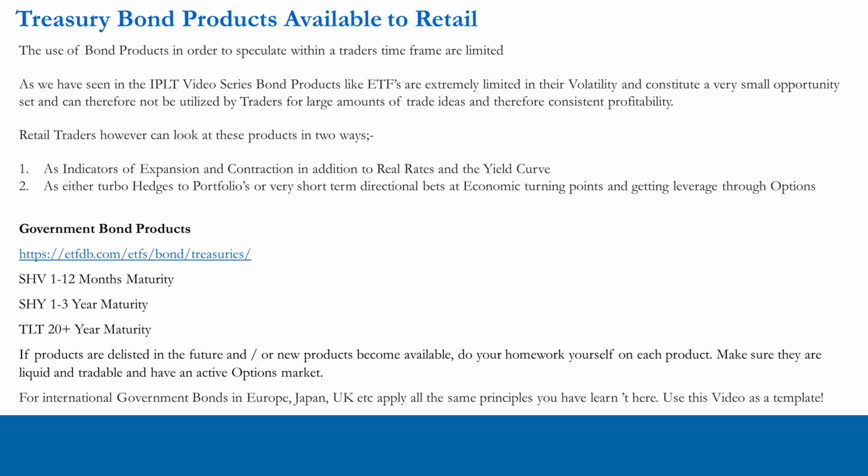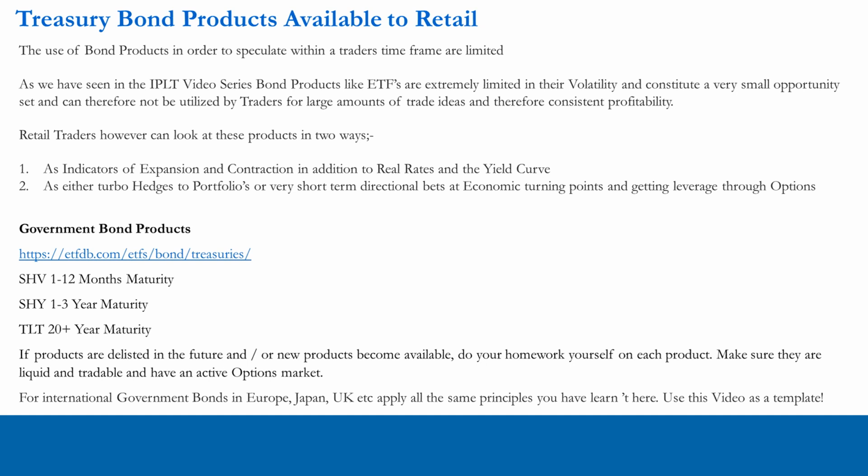And we've listed some of the government bond products there, which are available at the link that is on the page. There's three main government bond ETFs, which is the SHV, which is the short-term maturity, the SHY, so medium-term, 1 to 3 years, and the TLT, the 20-plus year maturity.